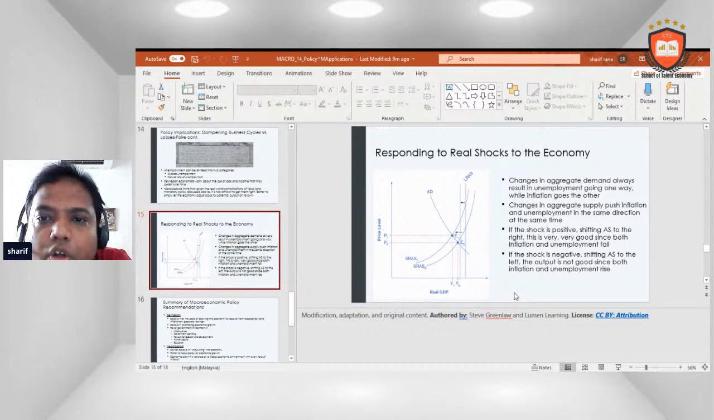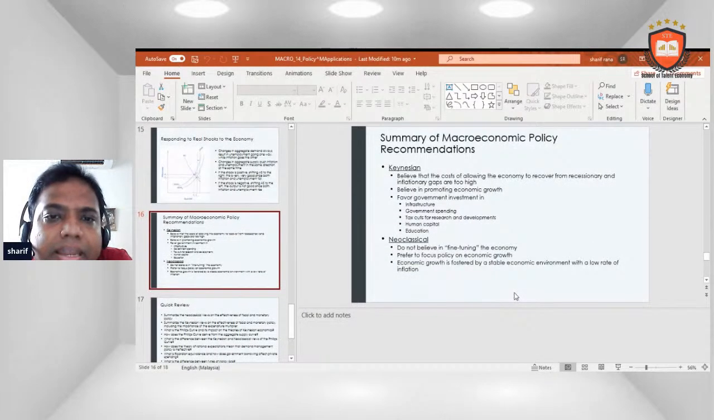Changes in aggregate demand always result in unemployment going one way while inflation goes the other. Changes in aggregate supply push inflation and unemployment in the same direction at the same time. If the shock is positive, shifting AS to the right, this is very good since both inflation and unemployment fall. If the shock is negative, shifting AS to the left, the outcome is not good since both inflation and unemployment rise. Keynesians believe that the cost of allowing the economy to recover from a recessionary or inflationary gap is too high.